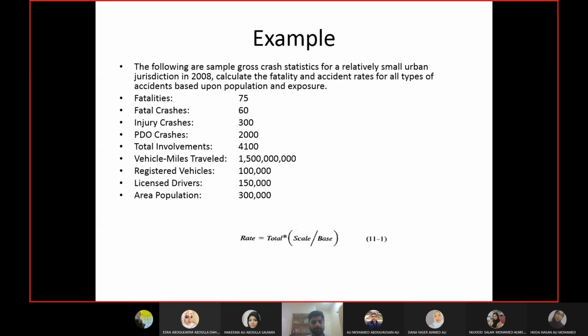So for population based rates, you divide the number of crashes or fatalities or involvements in the crashes with some area characteristic like the population, licensed drivers, or registered vehicles. For exposure based rates, you divide the number of crashes or fatalities or involvements with something related to traffic like vehicle miles traveled, vehicle hours traveled, or number of entering vehicles if it was an intersection. And then we discussed the concept of a scale.